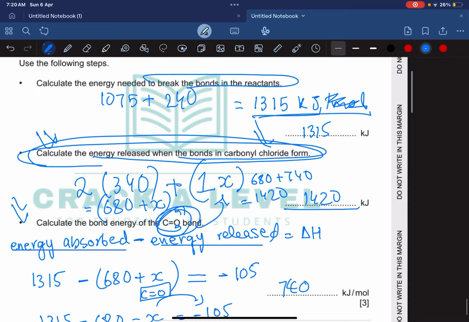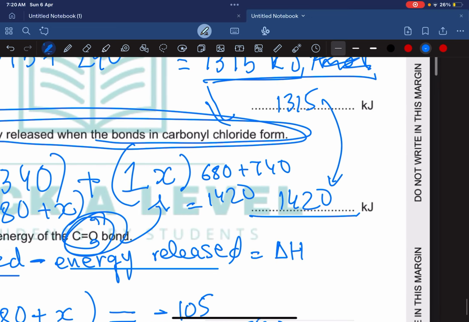Asha, you can check your answer by subtracting these two, and you should get negative 105. That is the enthalpy change. Okay, do it. It's going to be 1315 minus 1420, and you're going to get negative 105. That means your answer is correct.